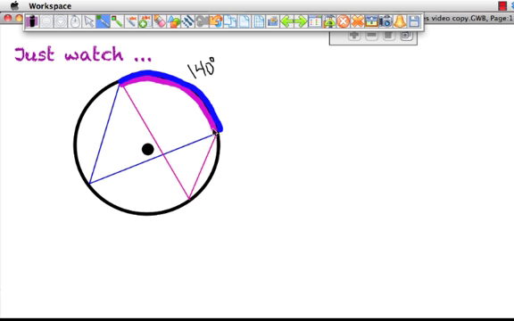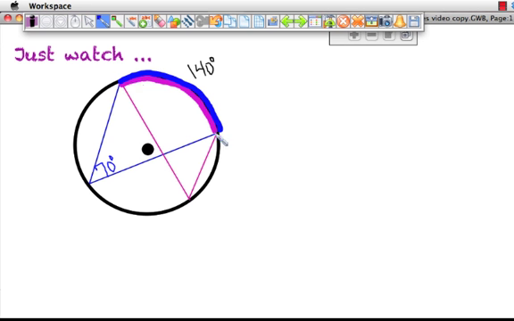If you have an arc that's 140, whether it's blue or whether it's purple, it doesn't matter. It's 140 degrees. Let's start with the blue angle. The blue angle is half of that arc. The angle is always half of the arc. So what's that angle right there? Yes, you're correct. It's 70 degrees.